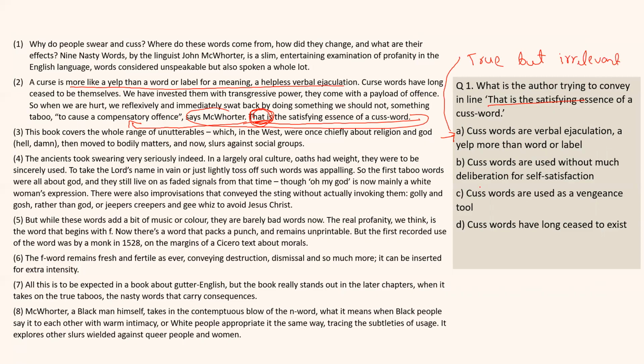B, cuss words are used without much deliberation for self-satisfaction. Can we say that they are used without much deliberation for self-satisfaction? I can't say. For self-satisfaction, I don't know. It is used as a satisfying instrument to compensate something, not for self-satisfaction. So cannot say. Out of purview. This is a trap. Again, not given in the passage. Out of scope. C, cuss words are used as a vengeance tool. Yes, this is what "that" refers to, to cause a compensatory offense. So the answer is option C. D says cuss words have long ceased to exist. Again, something mentioned in the passage, but this is not what the question is asking me.